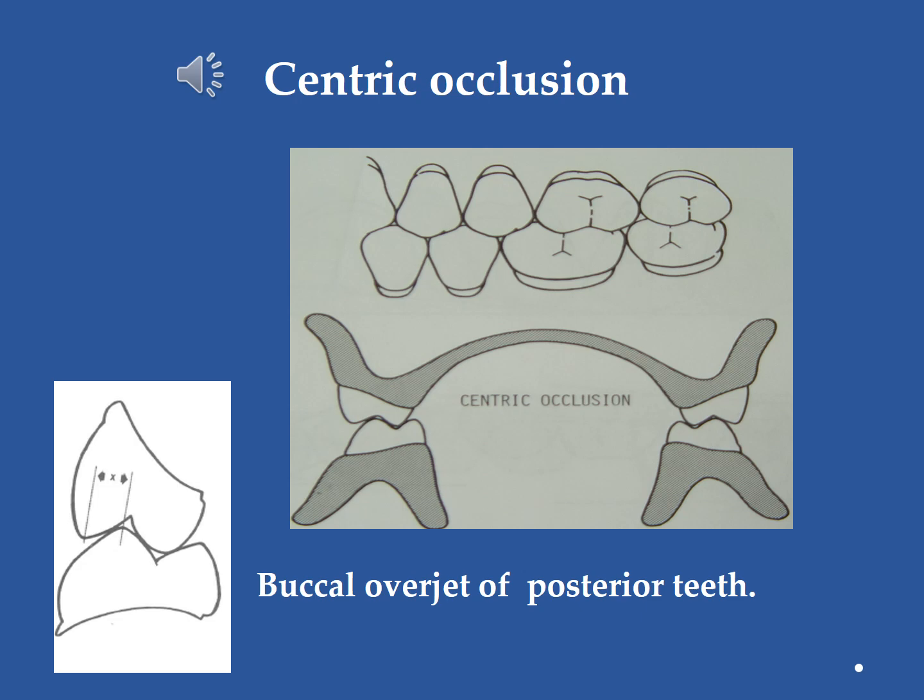In the lower picture, you can see that there must be a buccal overjet of posterior teeth, or what we mean the horizontal overlap, buccal horizontal overlap. So upper posterior teeth should overlap the lower posterior teeth.